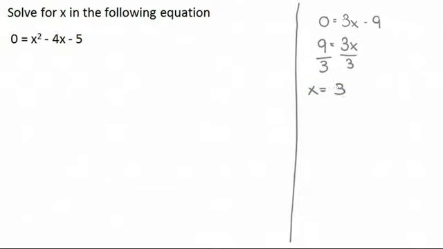The challenge with this problem is that we have both an x squared term and an x term. And as a result, we can't rearrange this and isolate for x in the way we would with a linear equation. So then the question comes, well, how do we solve this problem? And to solve this problem, we use a combination of factoring and a little bit of logic.